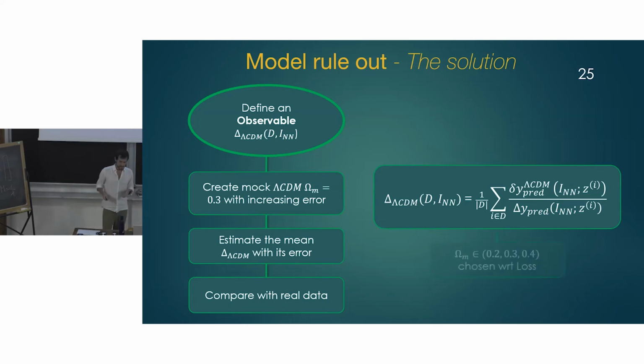If this delta is less than 1, then you cannot rule out lambda CDM models from your mock data sample or from your real data sample. If it's more than 1, then there is a strong suggestion that your data are not lambda CDM. Again, we varied omega m in the same way as before, and those are the results.